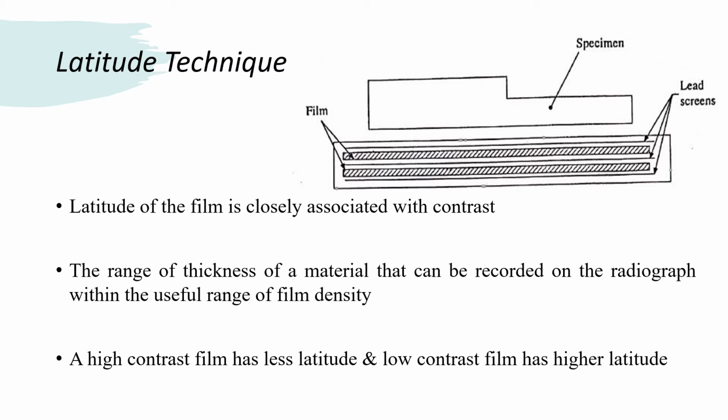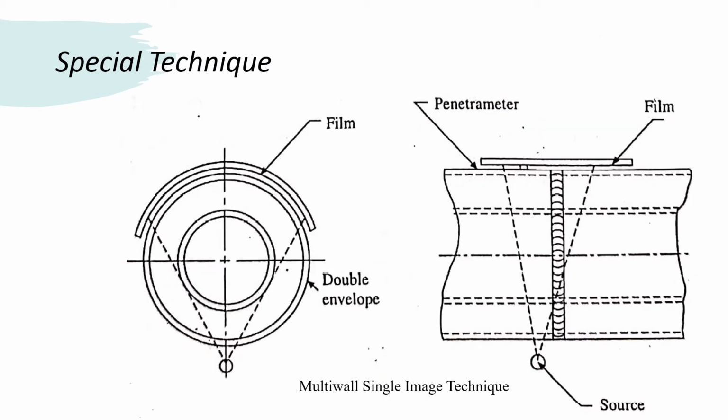The double film technique can be used with or without lead screens. A center screen between the two films may also be used to advantage. Using the above factors, manipulation can be done to get better latitudes. So students, these are the latitude techniques. The next is spatial techniques.